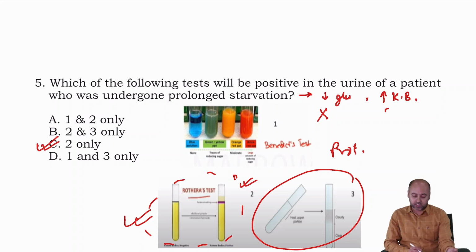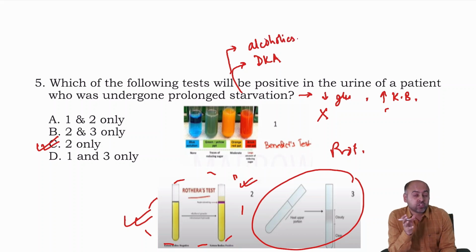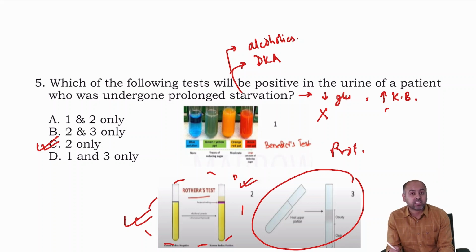So in starvation, we get ketoacidosis. Along with starvation, you also get ketoacidosis in type 1 diabetes patients, that is diabetic ketoacidosis, and in alcoholics. These are the three common conditions where you are going to see ketoacidosis: starvation, the patient of type 1 who lands in diabetic ketoacidosis, and chronic alcoholics. Obviously, if it were a patient of DKA, then glucose would also be there, and if the patient also has concomitant chronic kidney disease, then protein can also be there. In that case, all three tests might be positive in the patient.